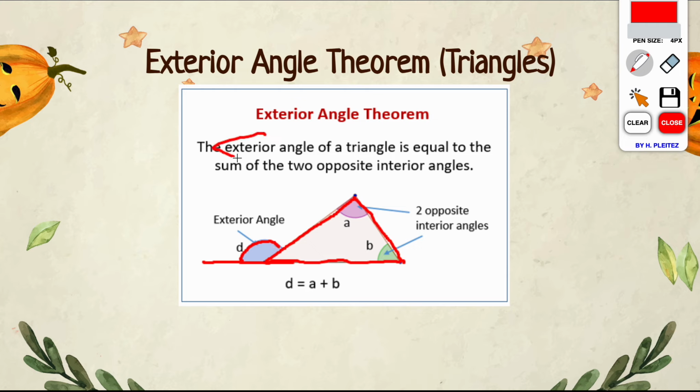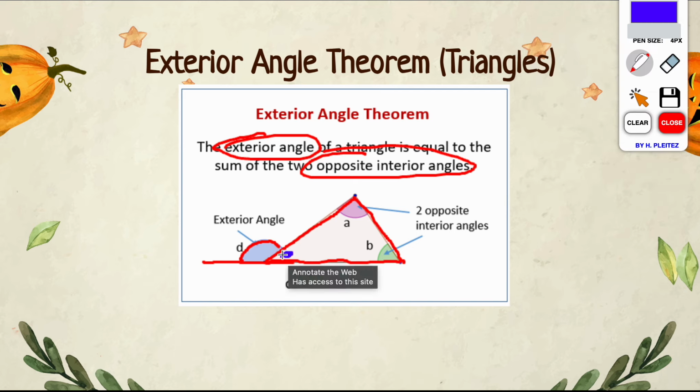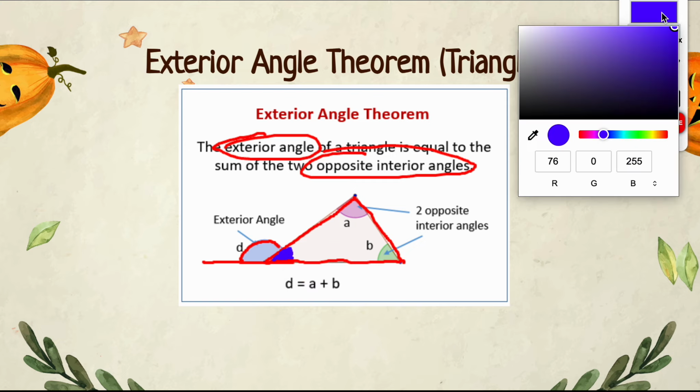So once we know what an exterior angle is, we also need to know what the opposite interior angles are. Now the location of these depend on where your exterior angle is. So right now our exterior angle is D. Now what I need you guys to realize is that the angle that's right next to our exterior angle, this dark blue one that I'm highlighting right now, has nothing to do with the theorem at all.